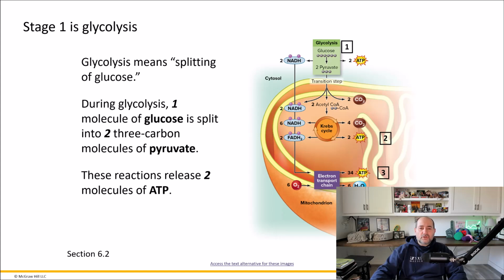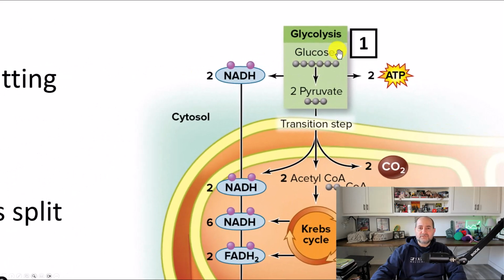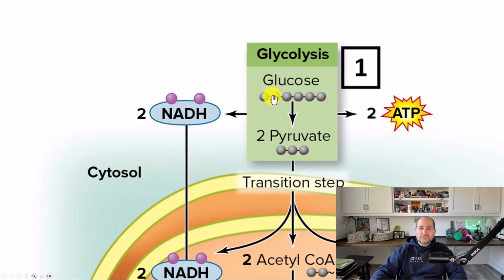So here is a big picture overview of what's happening during glycolysis. Glycolysis means splitting of glucose, because glyco means glucose and lysis means to break or to split. During glycolysis, one molecule of glucose, remember glucose is C6H12O6, and here these gray dots represent the 6 carbons of the glucose molecule. During glycolysis, which occurs in the cytosol, remember, in the cytoplasm, glucose is broken in half to produce 2 3-carbon sugars called pyruvate. 2 pyruvates are formed, and in the process we actually produce a couple of net molecules of ATP. We produce 2 net ATP.